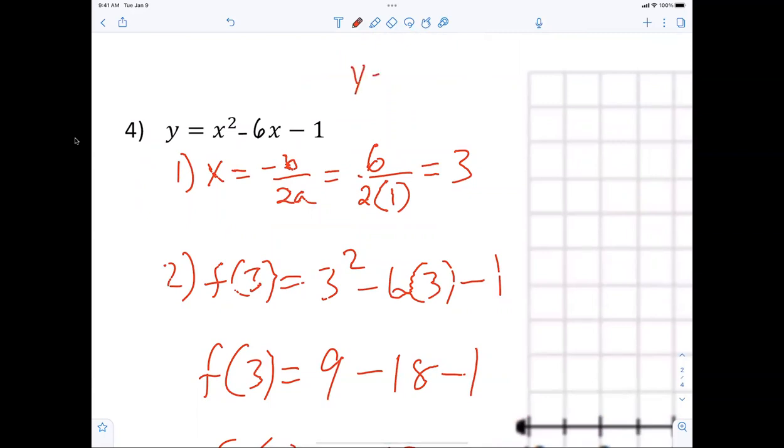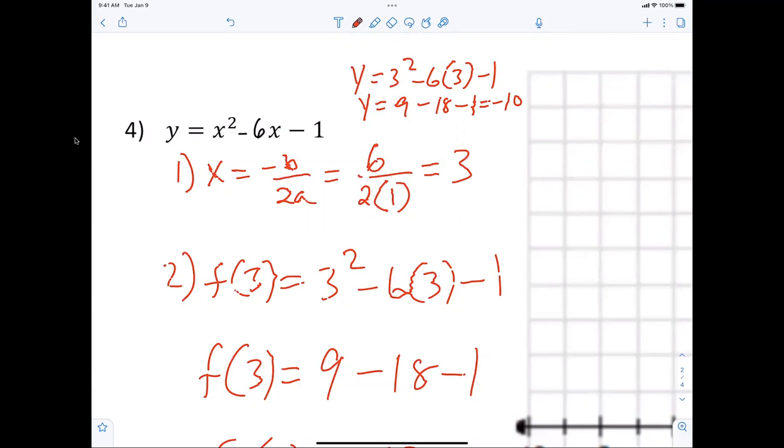So watch, y equals 3 squared minus 6 times 3 minus 1. What's 3 squared? What's 6 times 3? What's 9 minus 18 minus 1? Are you happy now? To find the vertex, you plug the axis of symmetry into the equation.